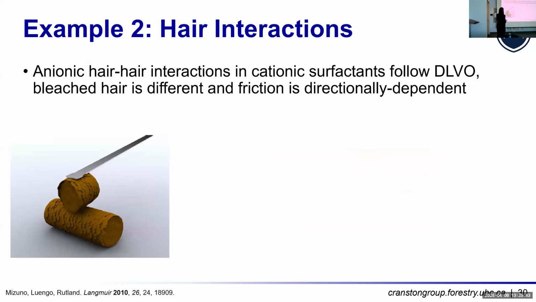An example of looking at both forces and friction in the same system is this one, where we actually glued hair onto the end of the cantilever. A piece of hair, and then we gave it a focused ion beam haircut to cut it off at the ends. So a little piece of hair in one direction and another hair glued down onto the substrate. Now we can measure hair-hair interactions. We looked at bleached hair versus normal hair, in cationic surfactants, shampoo, and looked at friction as well.